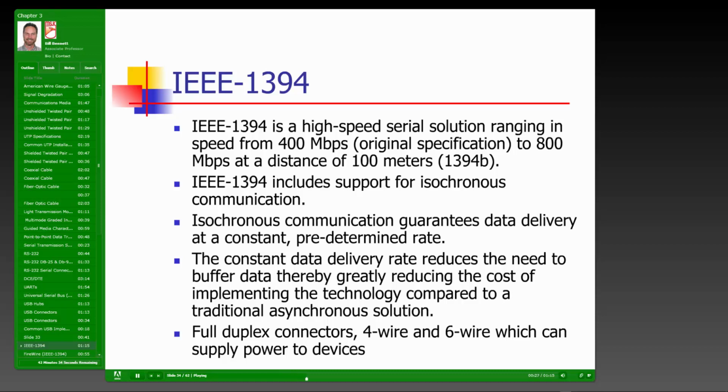IEEE 1394 again is a high-speed serial solution, and it ranges from 400 megabits per second to 800 megabits per second and goes up to a distance of 100 meters. That was specified in 1394B. The constant data delivery rate reduces the need for a buffer, thereby greatly reducing the cost of implementing the technology. That's compared to our traditional asynchronous solution, which, remember, we're talking about the UART and the modem previously.